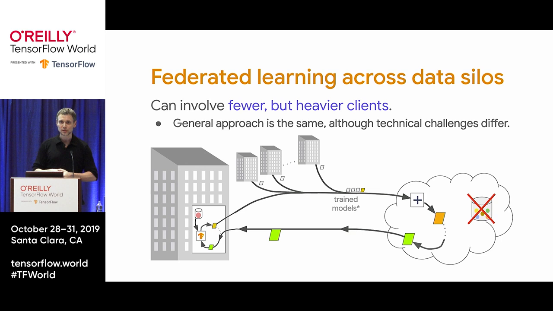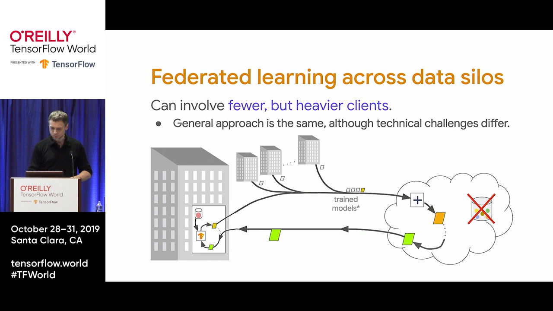In this case, clients are very reliable, potentially very capable, but there are fewer of them. So, for example, some of the cryptographic protocols that we're using work better when there are more clients. And so here you may have to work harder or use some more specialized variants.